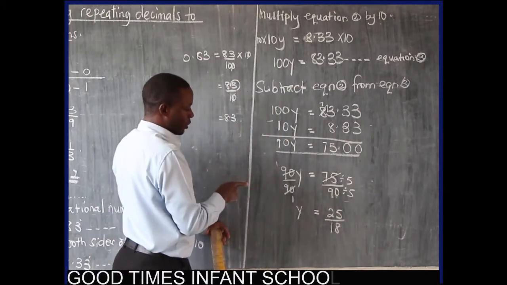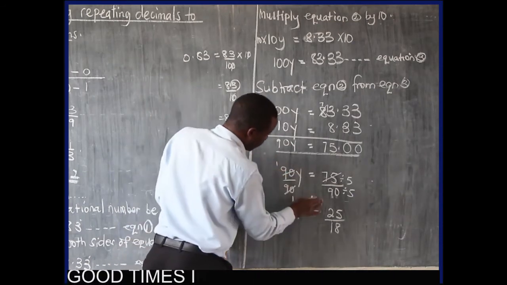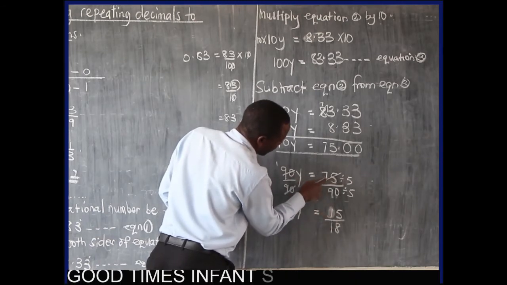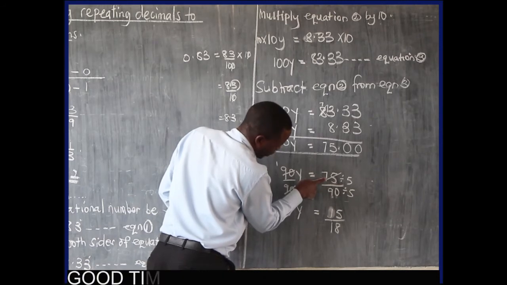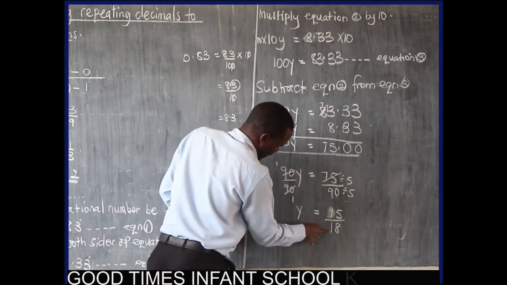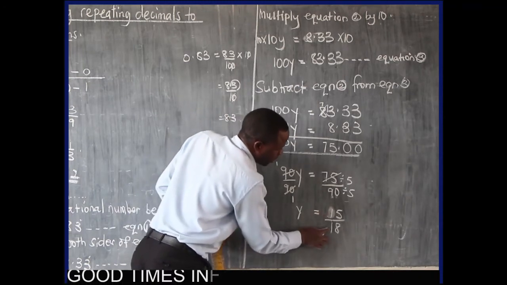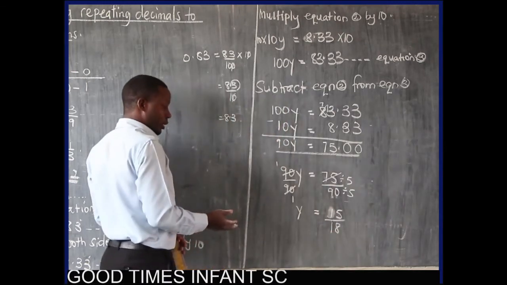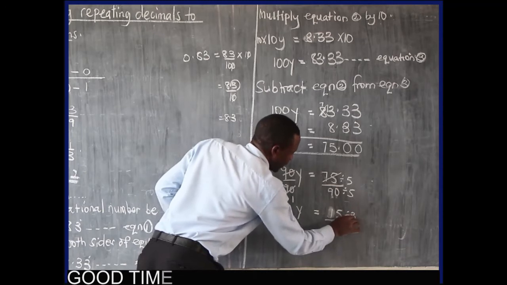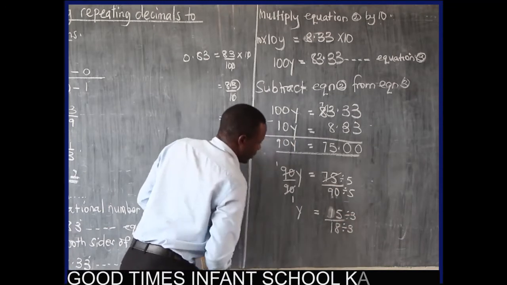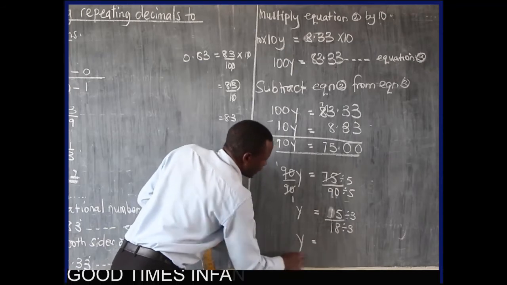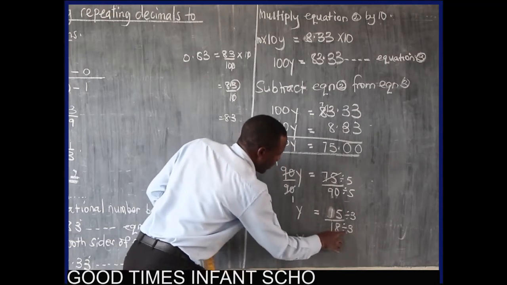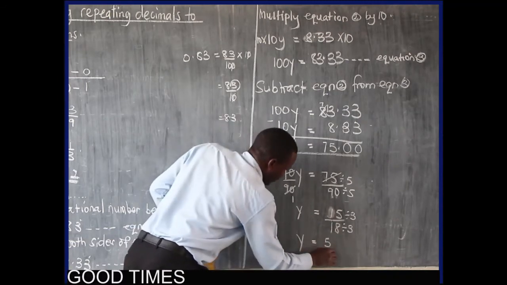This is not a simplified fraction. Here it is 1, sorry. Here it is 7 divided by 5 is 1, remainder 2. So it becomes 15 out of 18. Now this is not a simplified fraction because we still have a common factor in 15 and 18, which is 3. So divide by 3, divide by 3. So what is 15 divided by 3? I think the answer you have is 5. What is 18 divided by 3? The answer you have is 6.